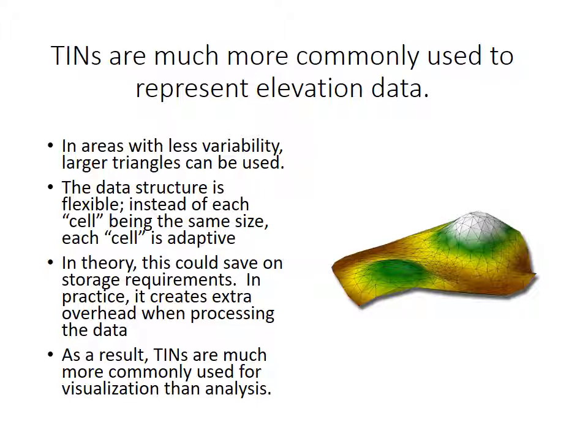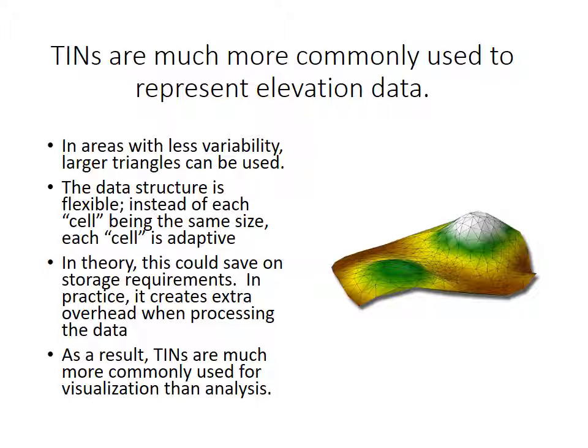And what you can do is basically use larger triangles in places where the landscape doesn't change very much, and in places where the landscape does change, you can use smaller triangles to keep the high fidelity between the TIN and the elevation.